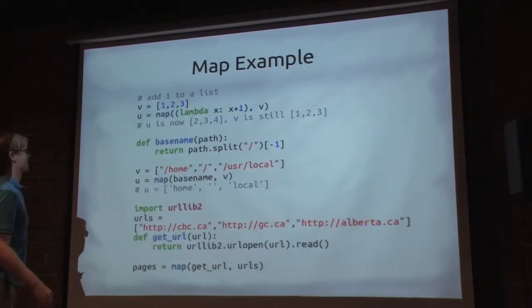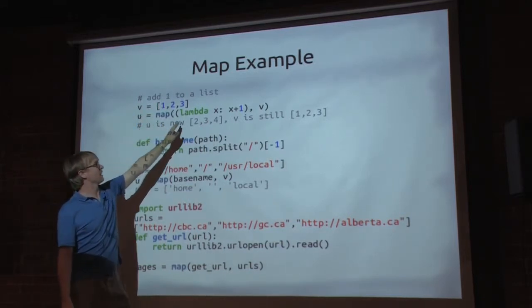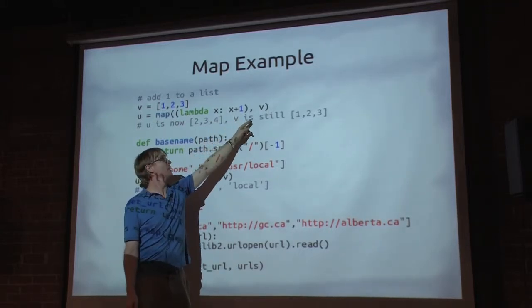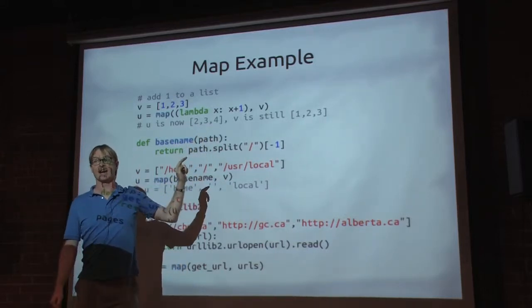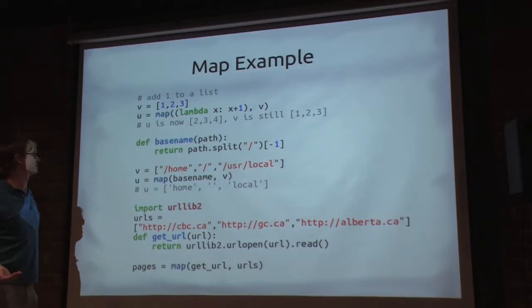So here's a map example. We've got a list, v equals 1, 2, 3, and we've got a lambda, where the first parameter is x. We add x plus 1, that's the result. And if we apply it to v, we would get 2, 3, 4. And v would still be 1, 2, 3. So v was not mutated, not changed at all.